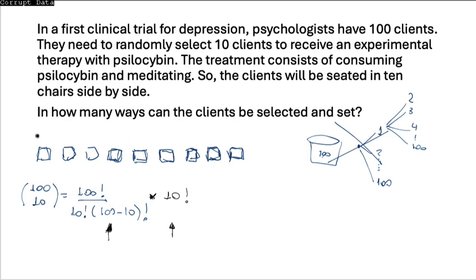So first, for the first chair, I have 10 options. I choose a person. So for the next chair, I will have 9. I will have 8. I will have 7. I will have 6, 5, 4, 3, 2, 1. So this is 10 factorial. Okay.